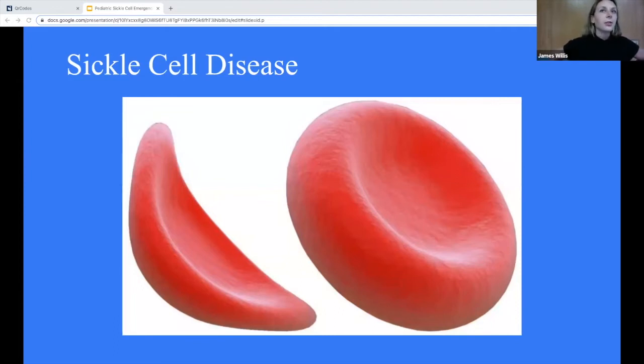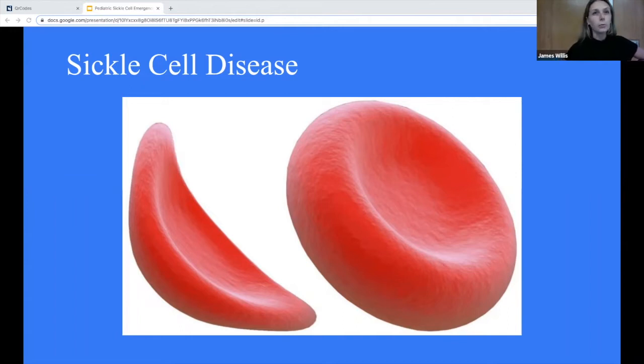So just a quick overview, sickle cell disease is an autosomal recessive genetic disorder which causes a mutation in hemoglobin, causing it to sickle, polymerize, leading to the various sickle cell complications. Hemoglobin SS is the most severe form. There's also compound heterozygotes, so hemoglobin SC, hemoglobin S beta, and S beta plus, which is the least severe one.